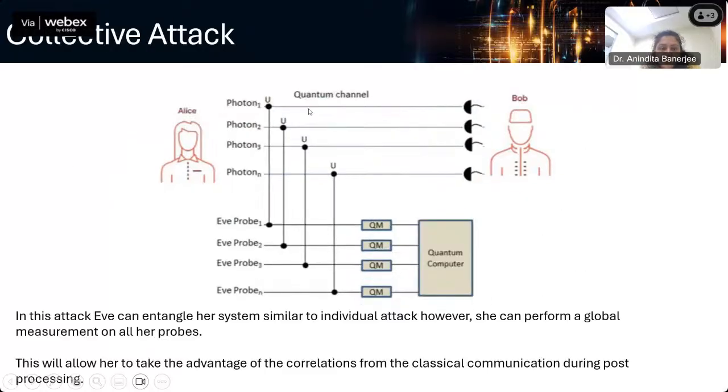Then you have collective attack. In this, you need a quantum computer. In this attack, Eve can entangle her system similar to the individual attack, but she performs a global measurement. See, it is an individual measurement, but this is a global measurement. And this will give her the advantage to explore the correlations whenever they are announcing the states of the qubits or basis states. So she can take advantage from that.